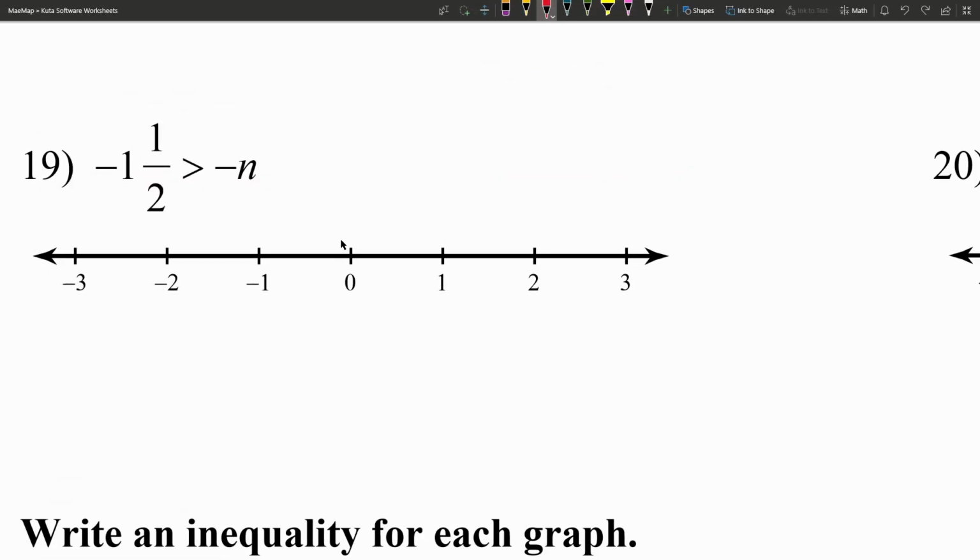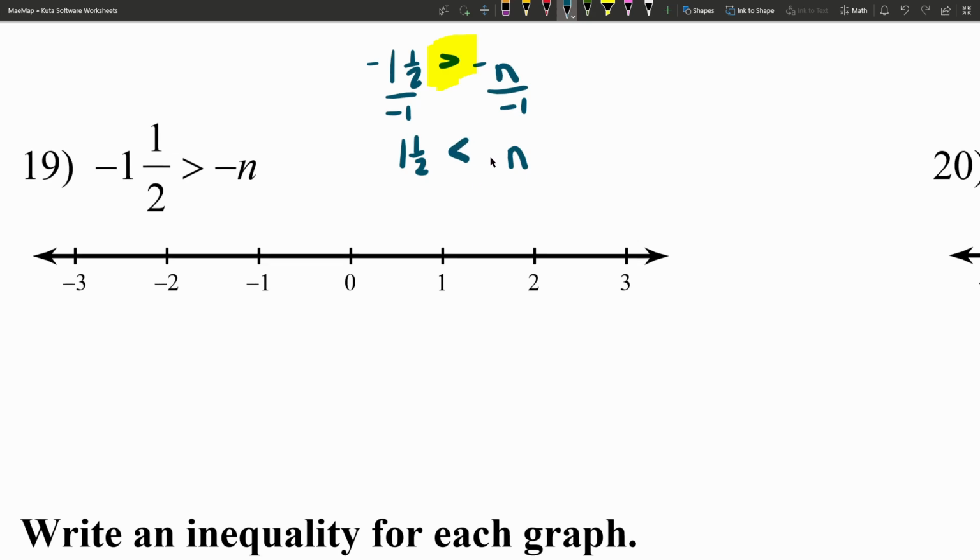Moving on to number 19, we have that -1 1/2 is greater than a -n. Remember, we're not trying to find what -n represents. We're trying to find what n is, a positive n. So we're going to take our -1 1/2, which is greater than a -n, and we're going to either divide or multiply by a -1 on both sides. So this is going to take my left-hand side and make it a +1 1/2. My right-hand side is going to become a positive n. And what happens to my inequality? Remember, you have to flip your inequality. So it becomes a less than.